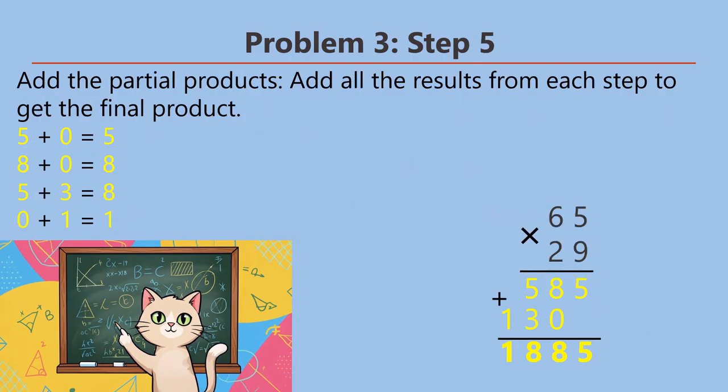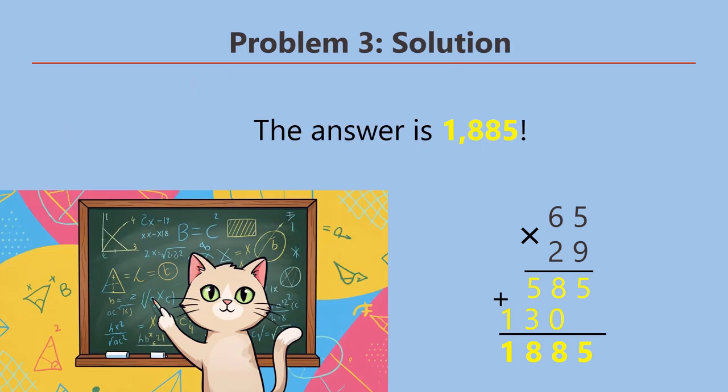Step 5. Add the partial products. Add all the results from each step to get the final product. 5 plus 0 is equal to 5, 8 plus 0 is equal to 8, 5 plus 3 is equal to 8, 0 plus 1 is equal to 1. The answer to problem 3 is 1885.